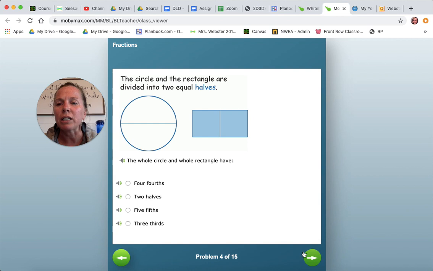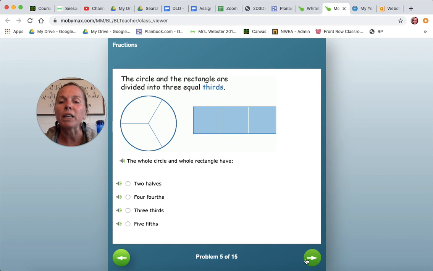The circle and the rectangle are divided into 2 equal halves. The whole circle and the rectangle have 4/4, 2/2, 5/5, or 3/3. You're correct. 2/2.